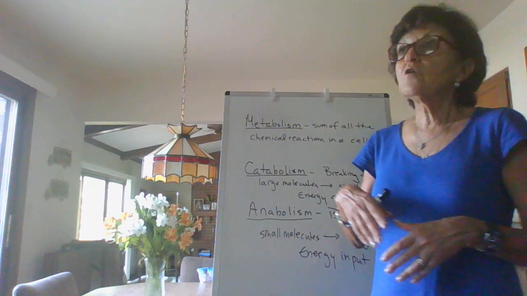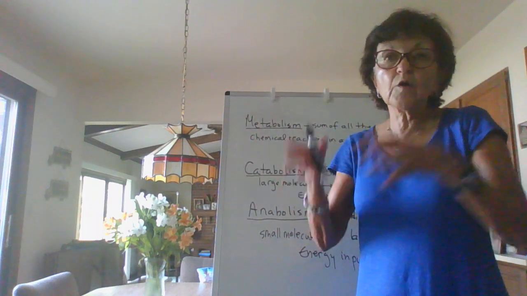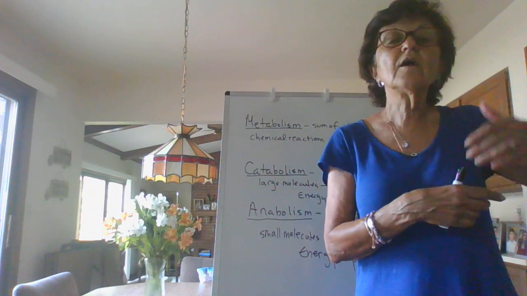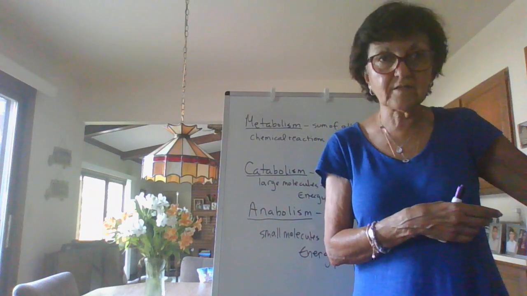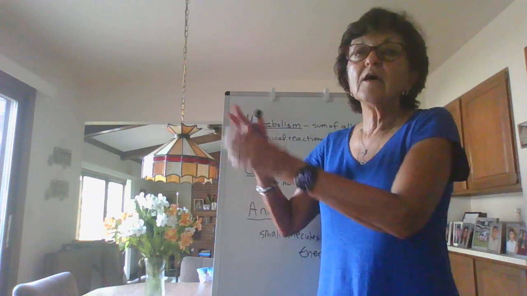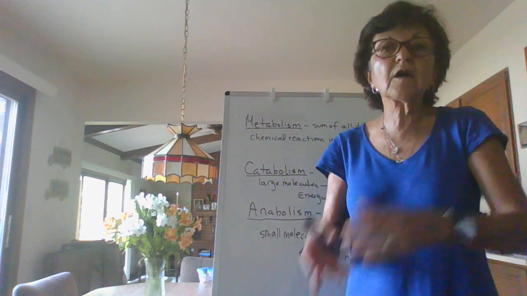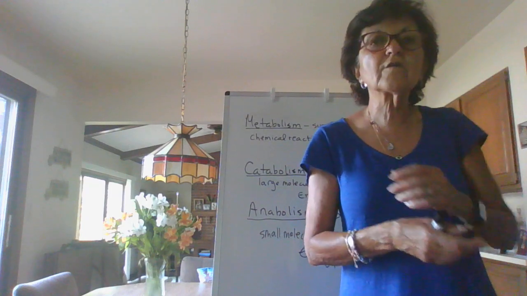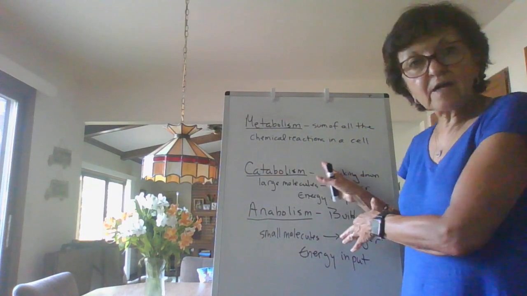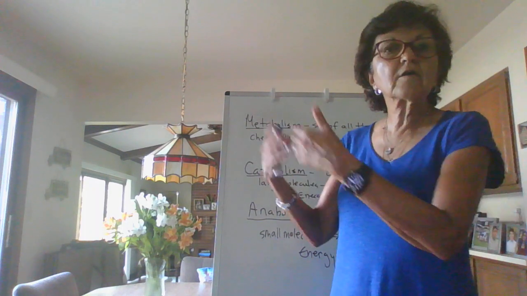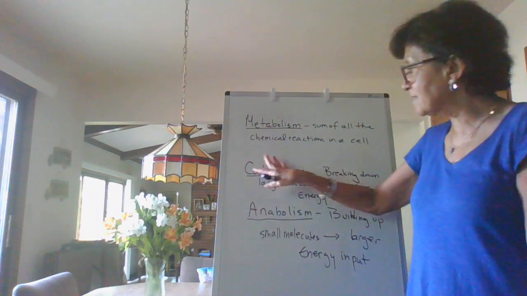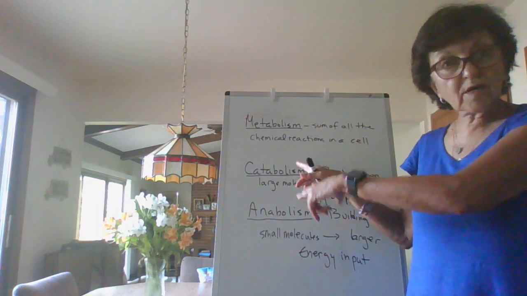So basically, your glucose is broken down into eventually carbon dioxide and water and a whole bunch of ATPs. Your triglycerides, your fatty acids, and glycerol are all broken down and eventually become carbon dioxide and water and a whole bunch of ATPs. So the end result of catabolic reactions: carbon dioxide and water, and a whole bunch of ATP, okay? That's catabolism.